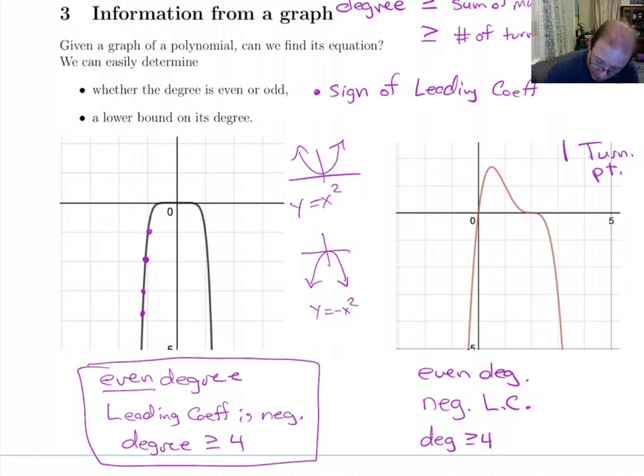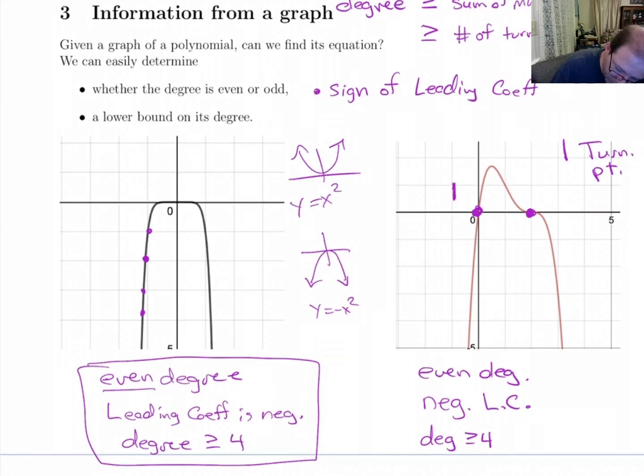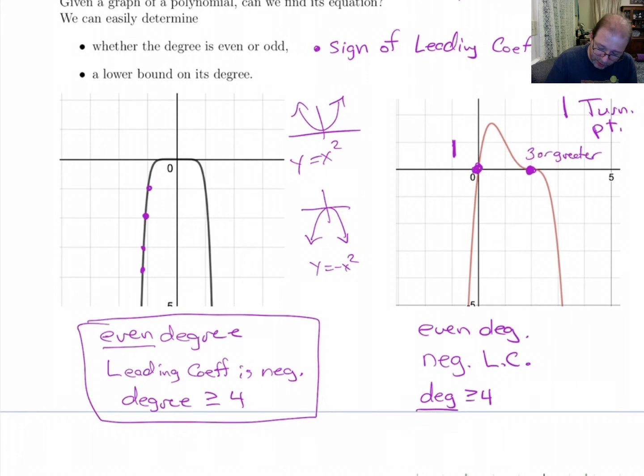The other thing we could do is come in here and look at it. Here is a 0, and here's another 0. And if you look at these zeros, the multiplicity of this one is 1 because it just goes straight through. This other one is 3 or greater. It's not very flat, so I'm thinking that it's 3, but it's 3 or greater. So if you add these up, 3 plus 1 is 4. So that also tells us that the degree is at least 4.